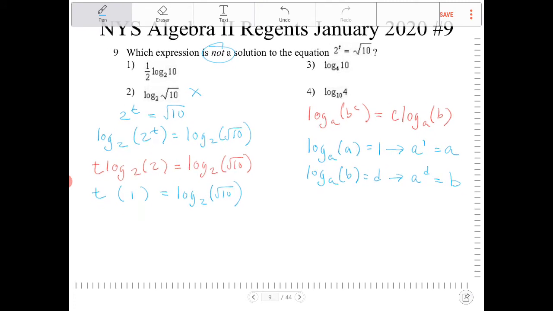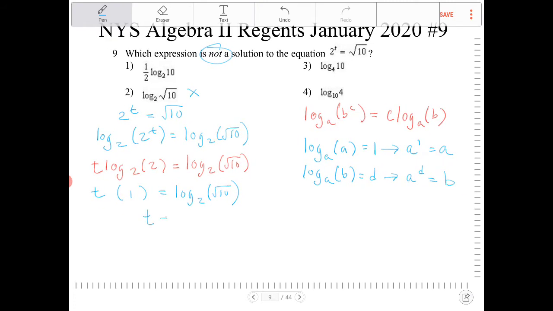Upon closer inspection, t is also equivalent to log base 2 of 10 to the 1/2, because radical 10 is the same thing as 10 to the power 1/2. And if I apply the power rule again, I get 1/2 log base 2 of 10, and that would be option 1. And that's not the answer because that is, in fact, a solution.